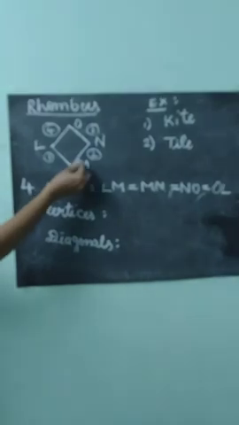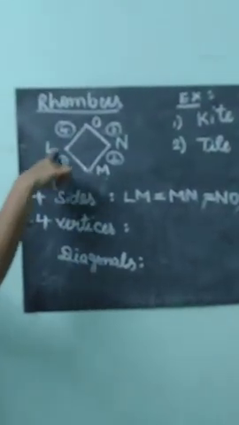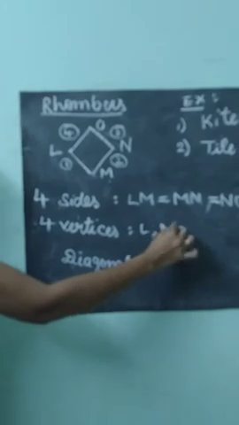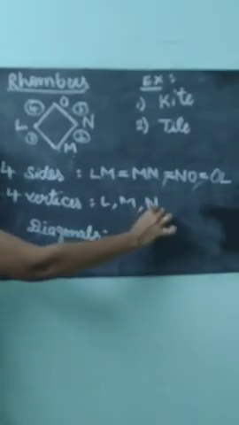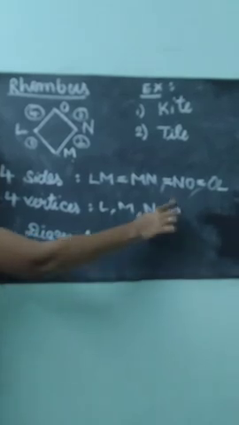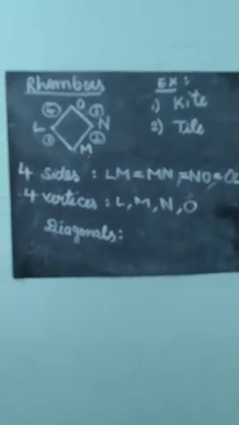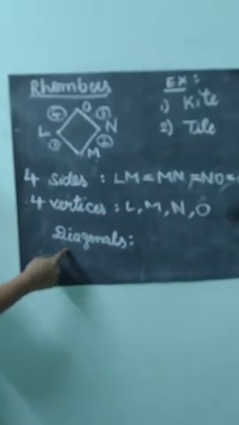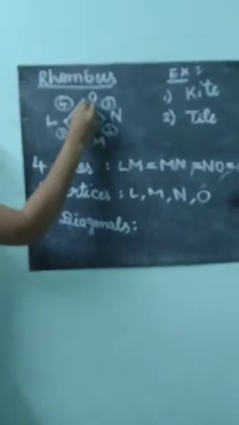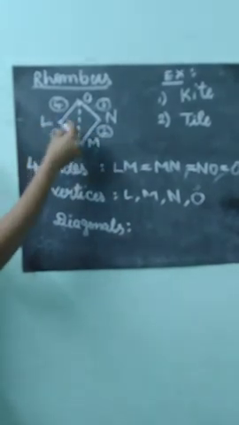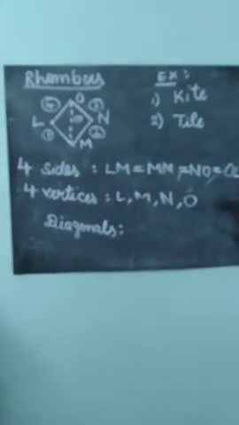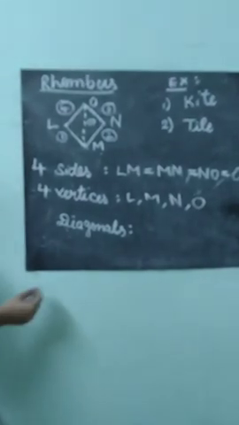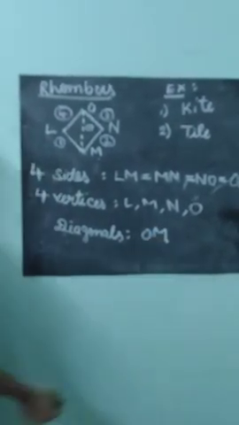Now vertexes. How many vertexes are there? 1, 2, 3, 4. And what are they? L, M, N, O. There are 4 vertexes. And diagonals. Diagonals means a line joining opposite corners, isn't it? Now, what is opposite of O? M. So I am joining O and M. This is considered as one diagonal. What is the first diagonal? OM. What is the next diagonal?